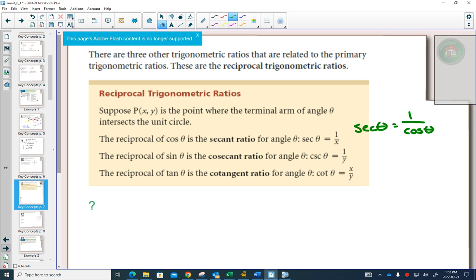The definition of cosecant theta is 1 over sine theta. And the definition of cotangent theta is 1 over tangent of theta. A reciprocal means just 1 over something else. Okay?